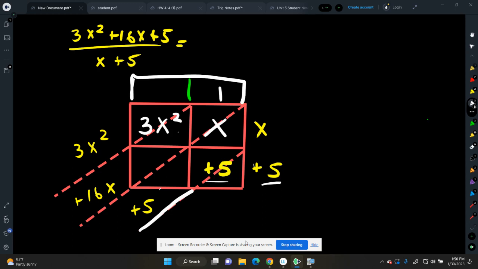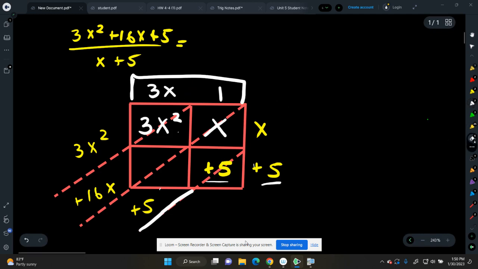Gianna, for the top left, you would do 3x. Why? Because 3x times x is 3x squared. Good. Yeah, because 3x times x, right? 3x times x is 3x squared. Excellent.